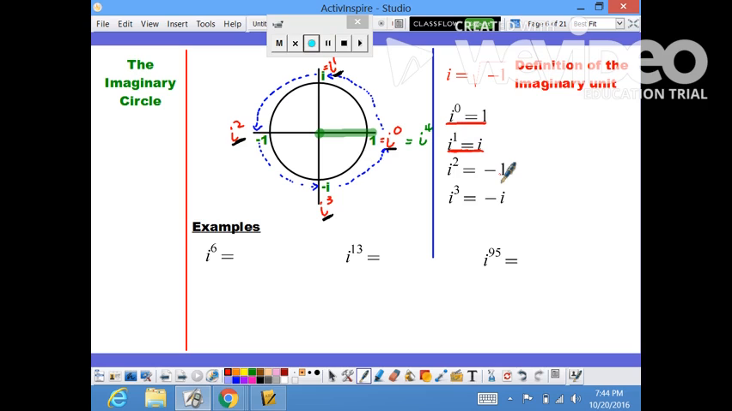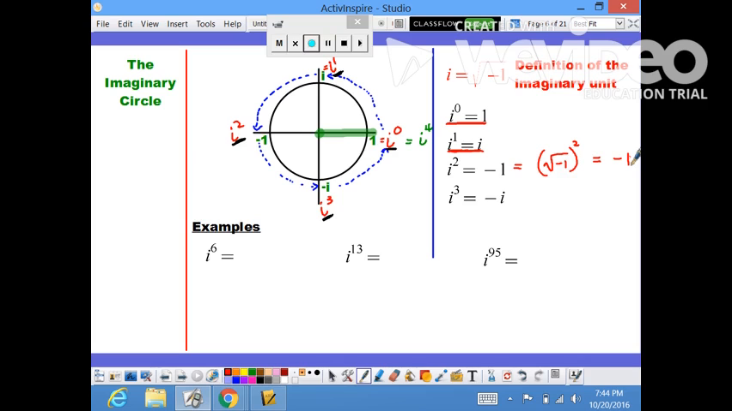i squared is -1. Well, how did that be? Well, first and foremost, i itself is the square root of -1. But if we take that and square it, when you square something that's being square rooted, it just gives you the answer that's under the square root symbol, which is -1. Okay?